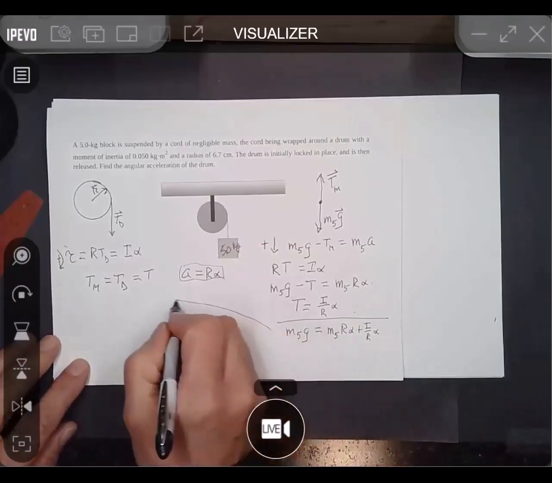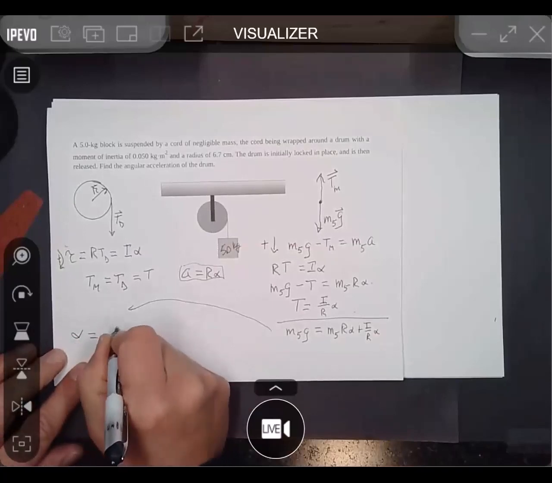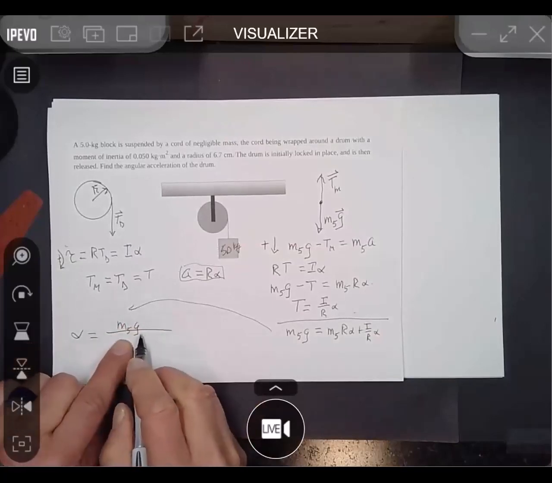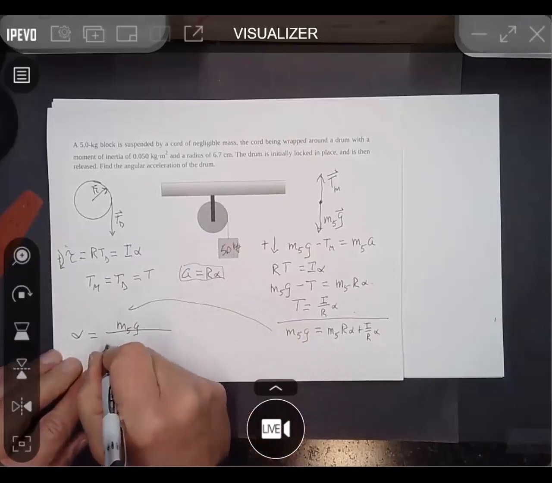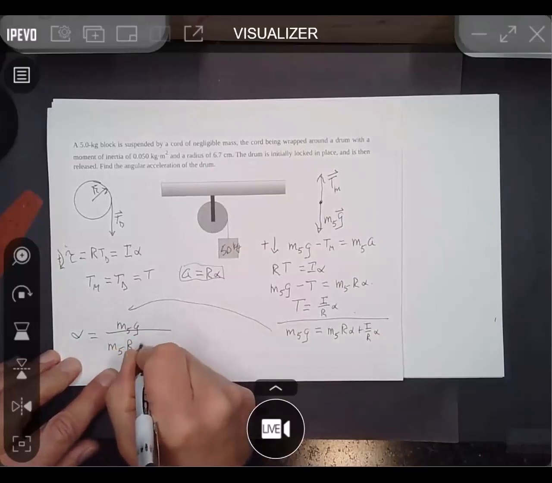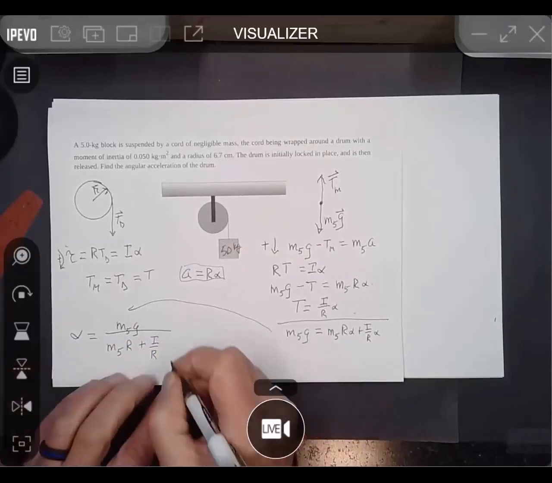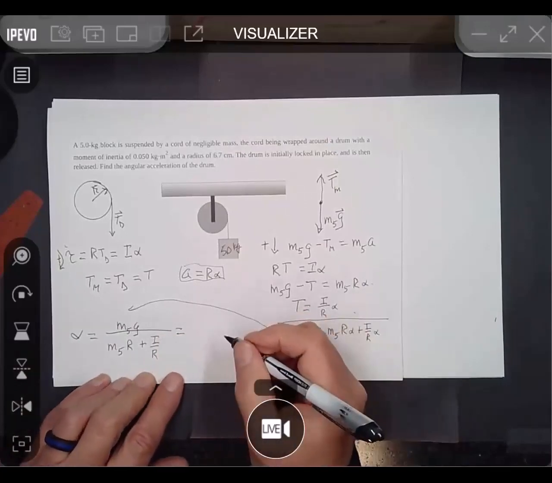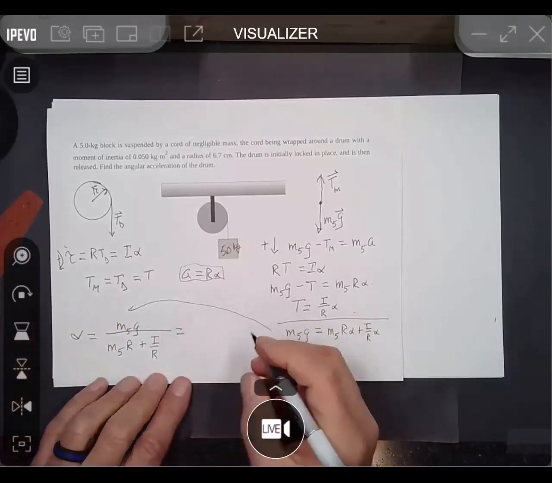I'm going to come over here for that. I will have alpha is equal to M5G, which is the accelerating force, that's the weight of that hanging mass, divided by M5 times R plus I divided by R. And now it's just a matter of plugging in the numbers and seeing what this might be. It's going to be less than the acceleration due to gravity because I'm dividing by this stuff.